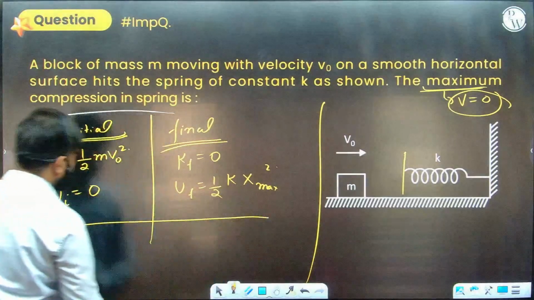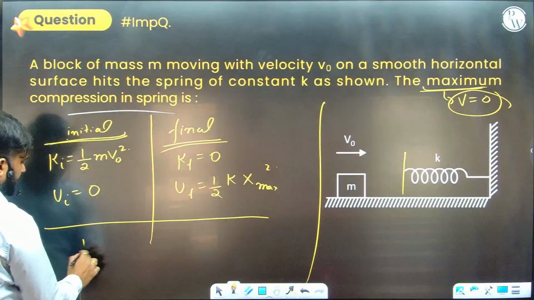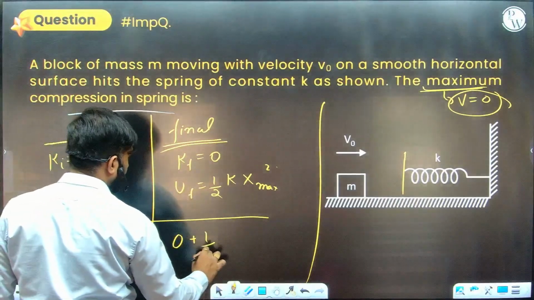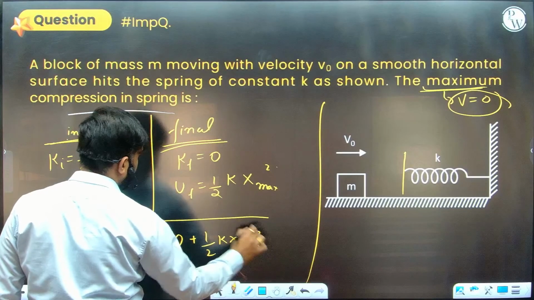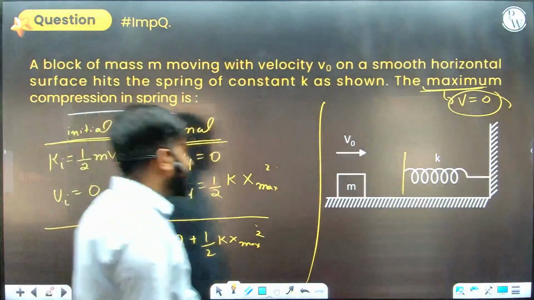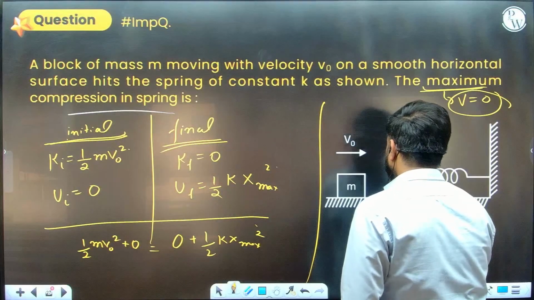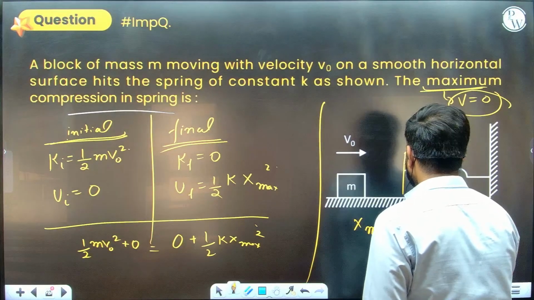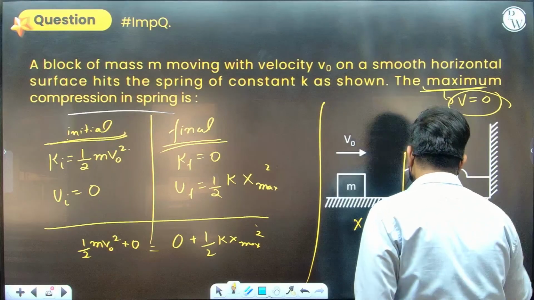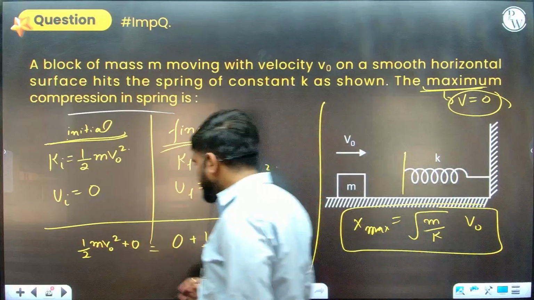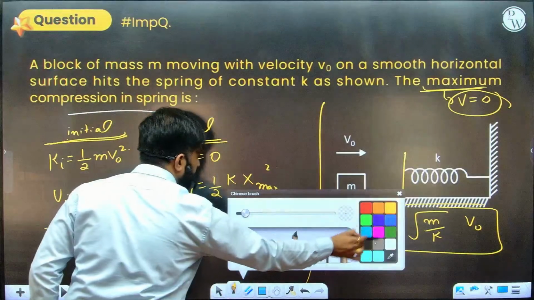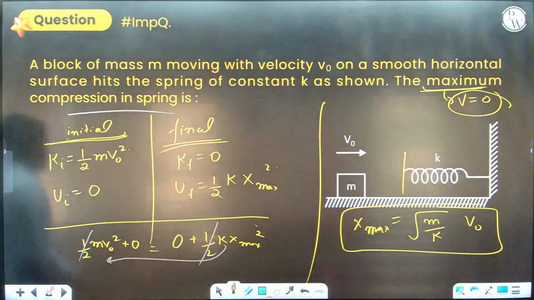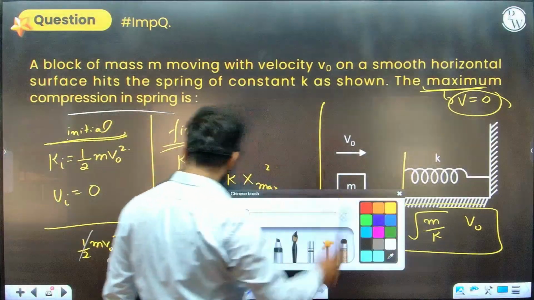So the conservation of energy principle says the sum of kinetic initial, half m v naught square, and potential initial will be equal to kinetic final and potential final. Check. Half gets cancelled, and here I can easily get the maximum compression will be under root m by k into v naught. Just cross multiply this, cancel the half and half, take the k here, and you get the answer. This is how conservation of mechanical energy is utilized.